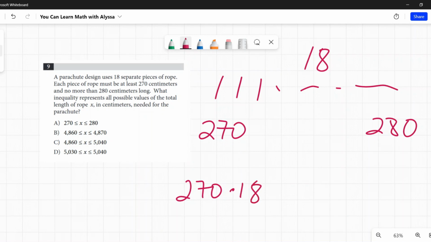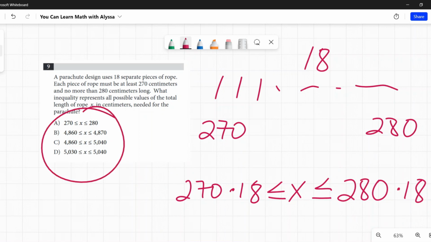But all these ropes could also be the full 280. So the maximum, I could have 18 pieces of rope that were 280 centimeters. So this rope could be somewhere in between here, but it has to be greater than or equal to 270 times 18, and it has to be less than or equal to 280 times 18.